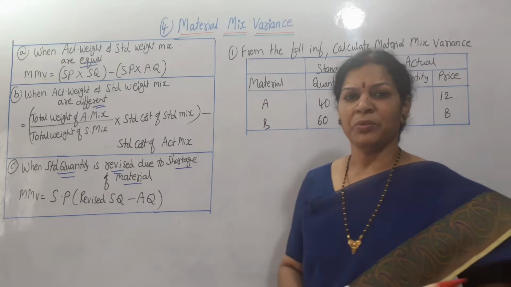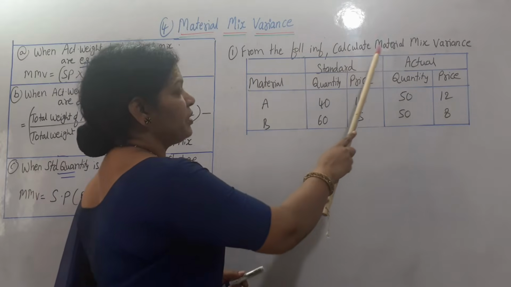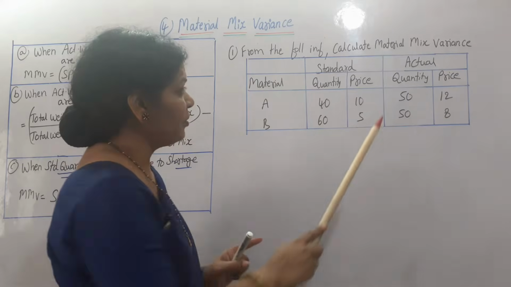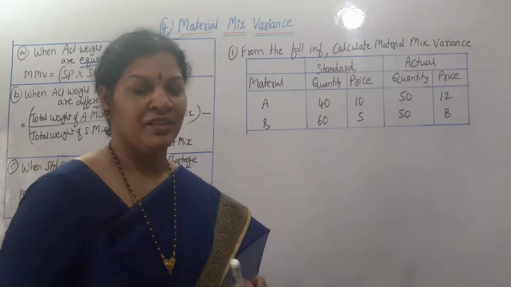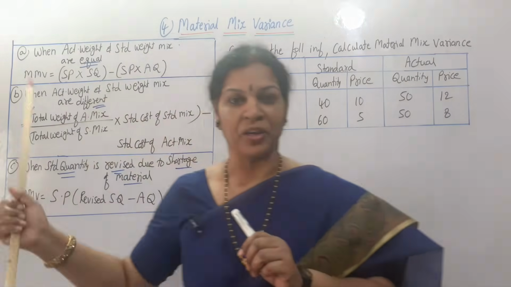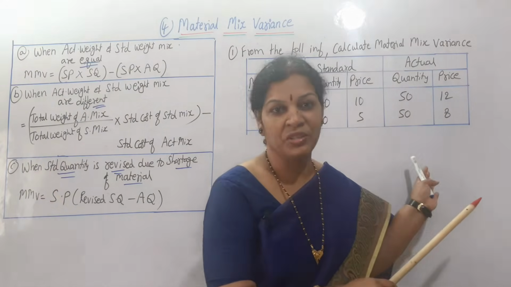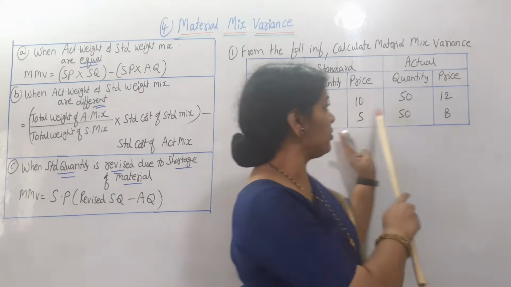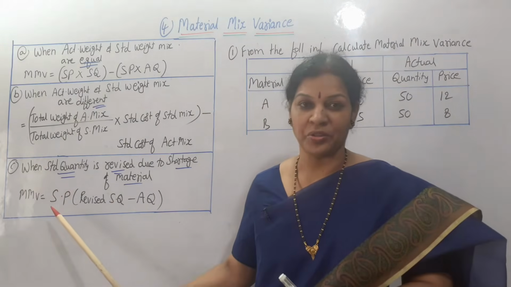Now we'll see one problem today. The problem is given to us: from the following information, calculate material mix variance. What is given? Standard quantity, price. Actual quantity, actual price. Data is simple. Now you have to identify which formula we have to use. Third formula, no, because there is no revision, like standard quantity increasing or decreasing. Did they mention anything here? No. It means this is ruled out, not going to apply.